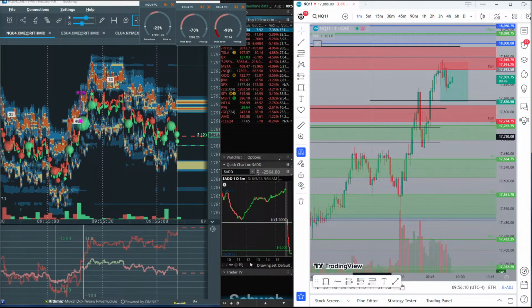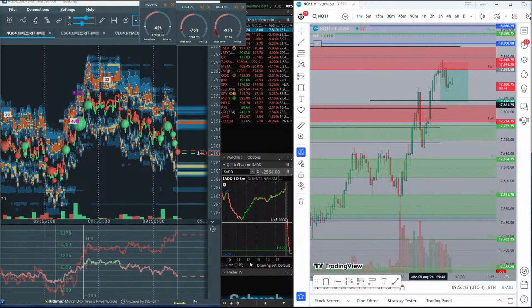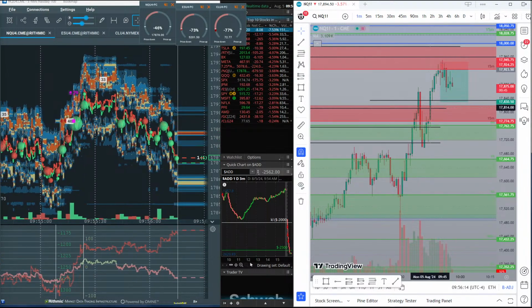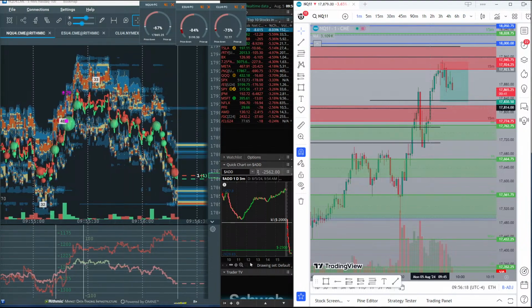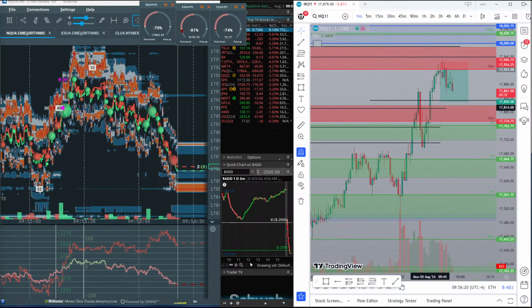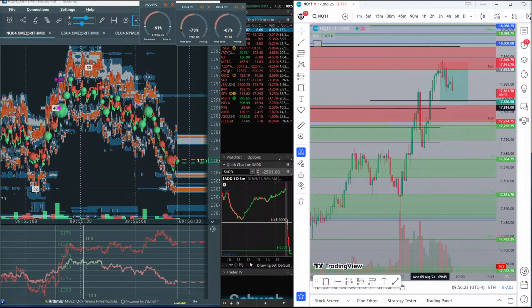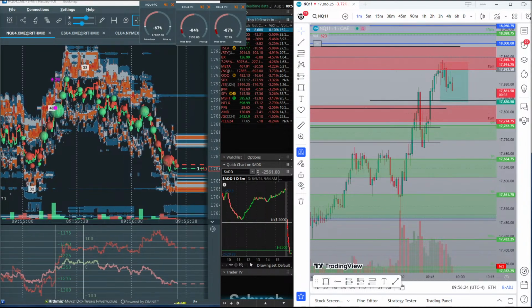Looking for a strong takeoff to the downside here, guys. Really want those bears to step in with some strength. Beautiful, guys. Perfect. What we're looking for.